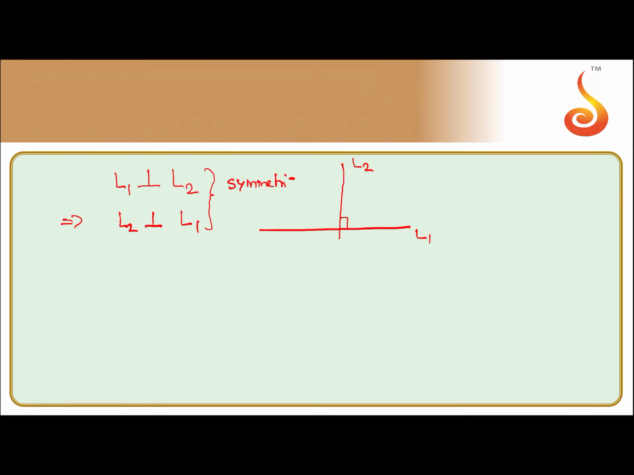Symmetric relation. Now, L1 is perpendicular to L2. L2 is perpendicular to L3. This implies L1 is parallel to L3.